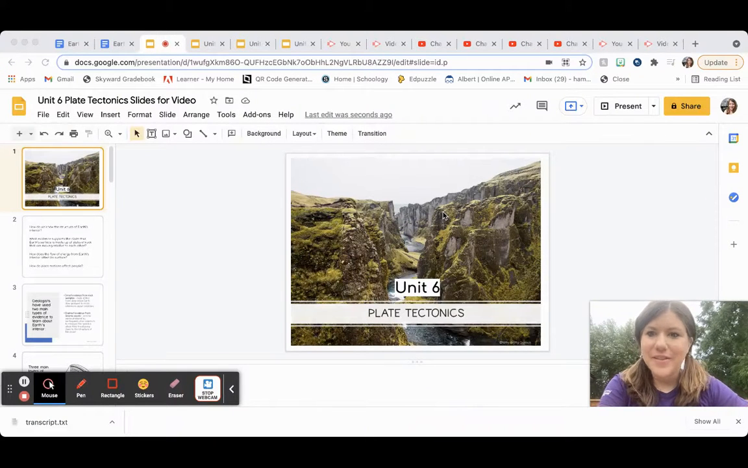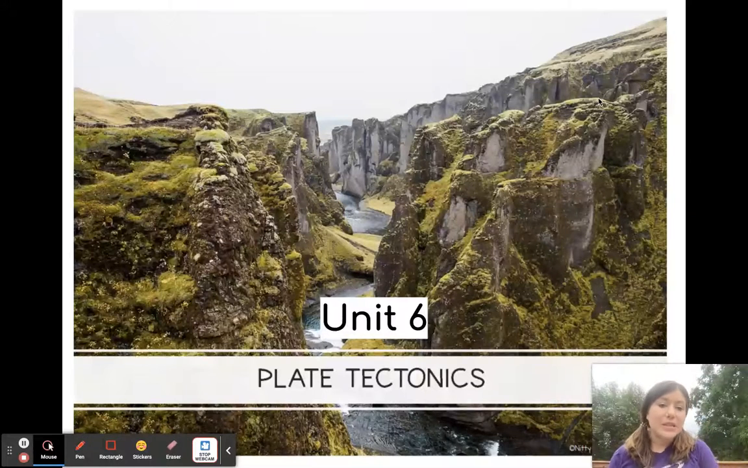This is the first unit of Earth Science B. Let me get my presentation going here. Unit 6, plate tectonics. And we did skip over Unit 5, so don't think you're going crazy. We skipped Unit 5. We're starting with Unit 6. The only reason we did that is because we are still following the curriculum laid out in the textbooks that we use in the in-person classes. And Unit 5 is another unit on space. Just for the sake of time, we're jumping forward to talk about plate tectonics for this unit.